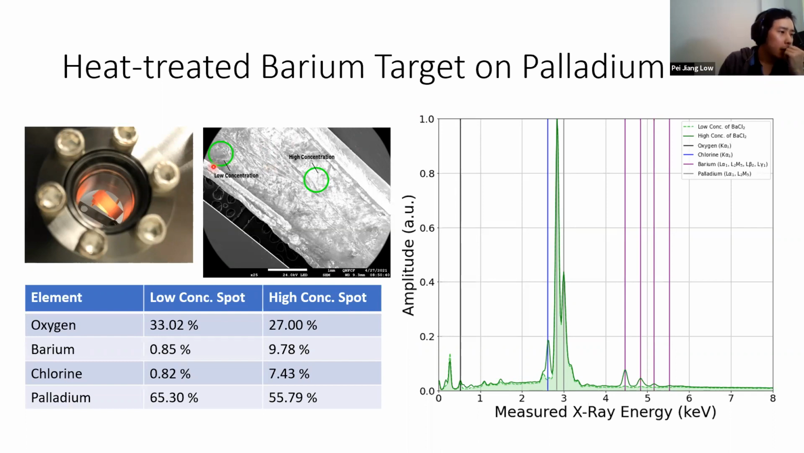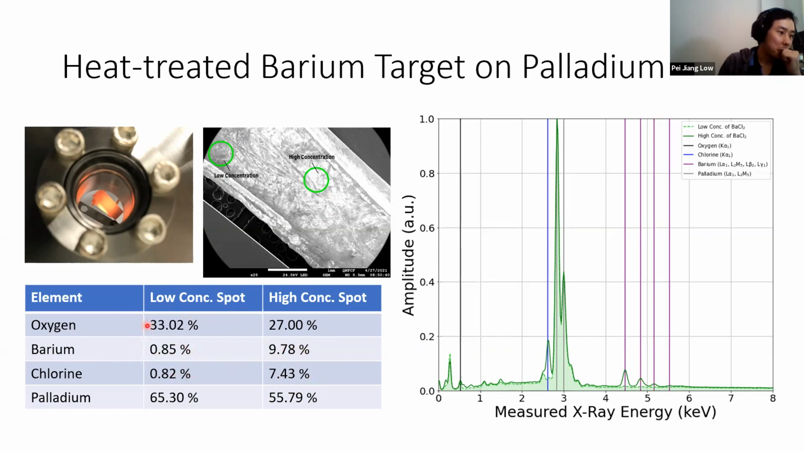And if you look at it with this X-ray energy spectroscopy, at a low concentration spot, it does confirm that these white parts are the barium chloride salt. So when you look at the low concentration spot, the barium and chlorine composition is indeed low. And when you look at the high concentration spot, they are high as well.